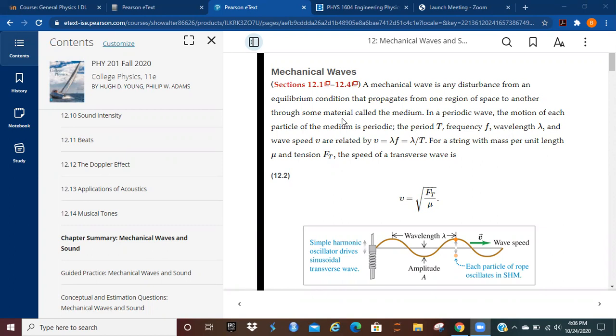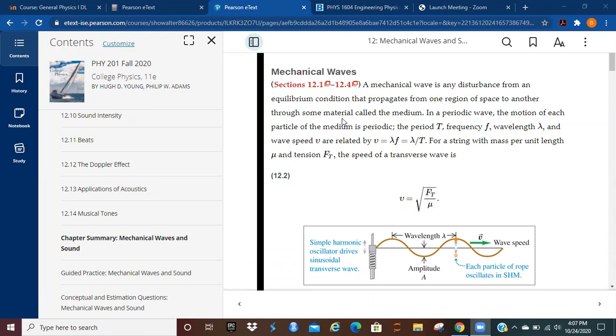a mechanical wave is any disturbance from an equilibrium condition that propagates from one region of space to another through some material called a medium. And the medium could be air, it could be earth, what have you. In a periodic wave, the motion of each particle of the medium is periodic.